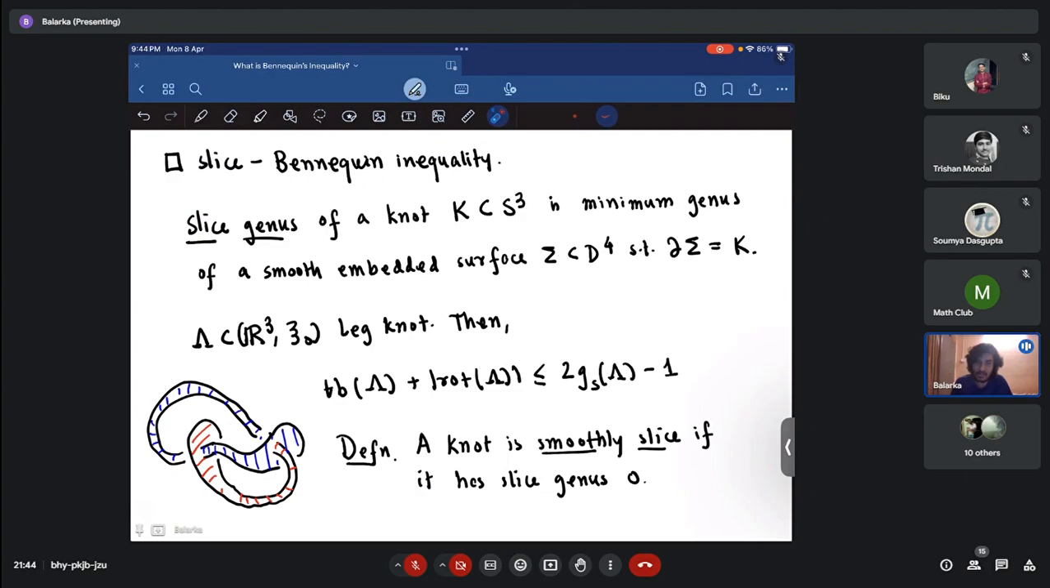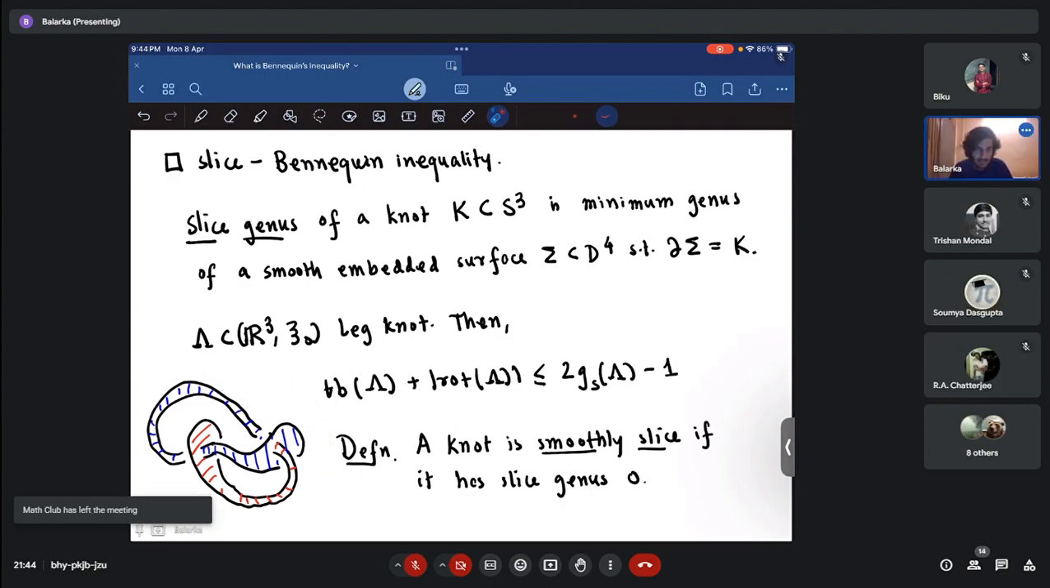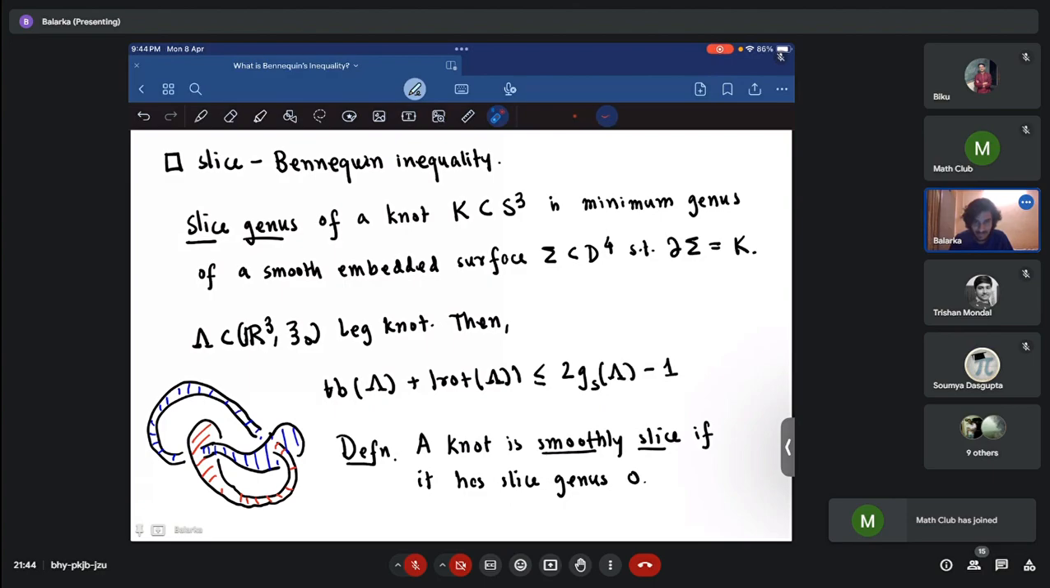A knot is called smoothly slice if it has slice genus 0. Let me give you an example. Example is here. I have this complicated knot drawn here. This knot I claim is a slice knot, even though it's not an unknot. You can check it's not an unknot. It is a slice knot.